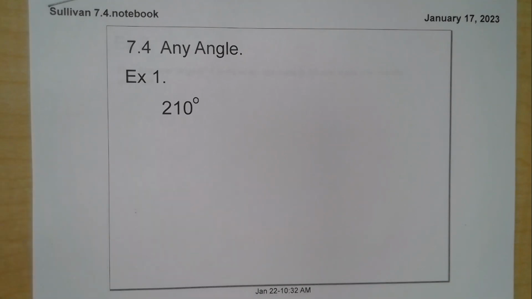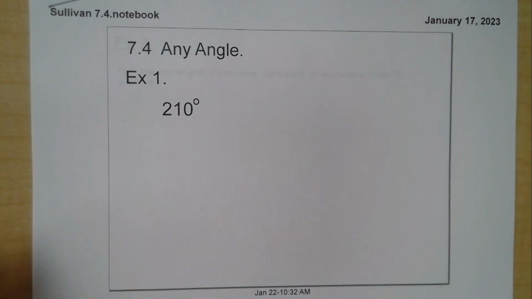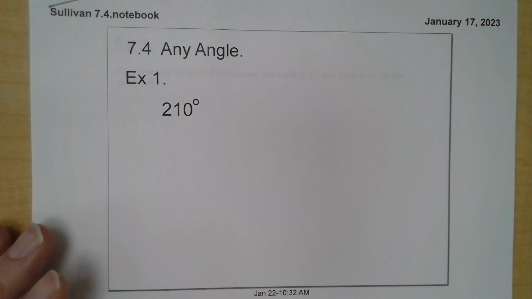All right, in this lesson, we'll be able to find the sine, cosine, tangent, secant, cosecant, and cotangent of any angle that goes around the circle in any direction, whether it's positive or negative. The first one here is 210 degrees.